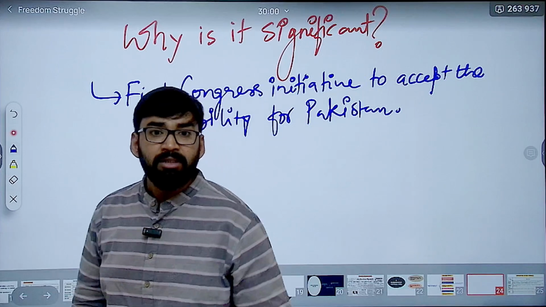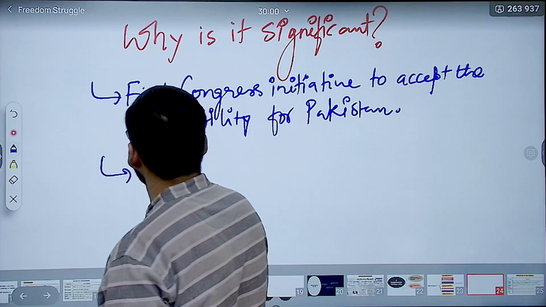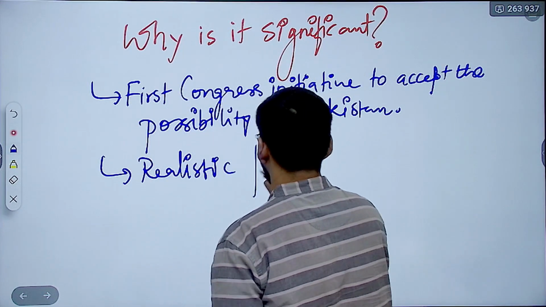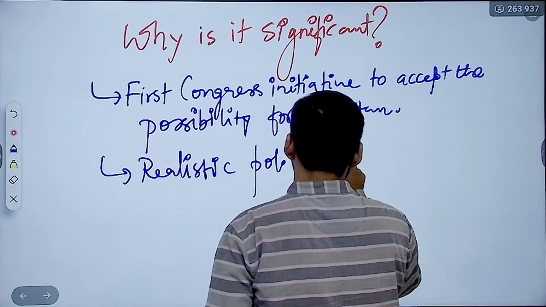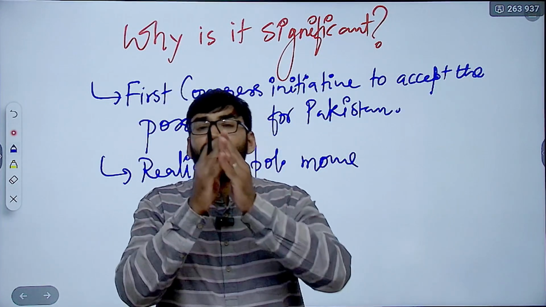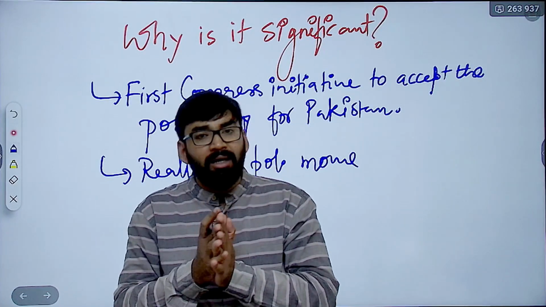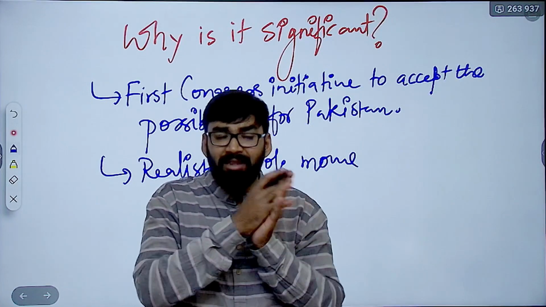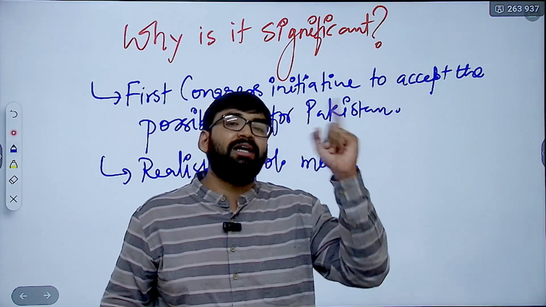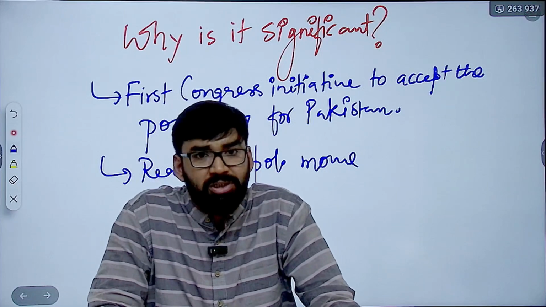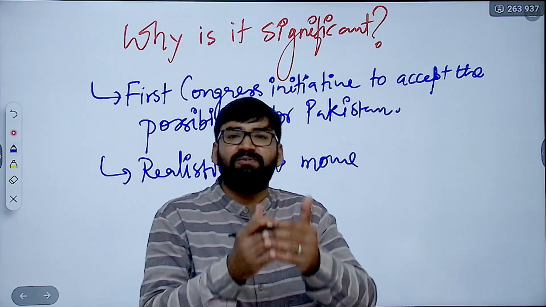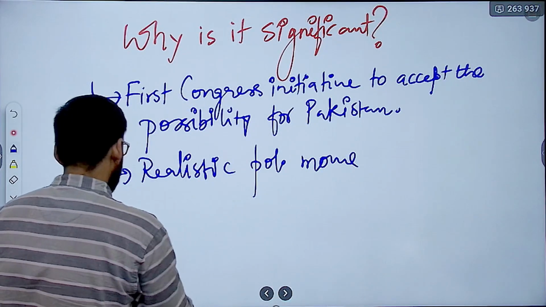Second, it was a realistic political move. How? It acknowledged that Muslim League's demand, है ना, कांग्रेस ने इस फॉर्मूला के थ्रू क्या किया? They have acknowledged the Muslim League demand, but did not grant it unconditionally. There will be certain conditions. Clear?